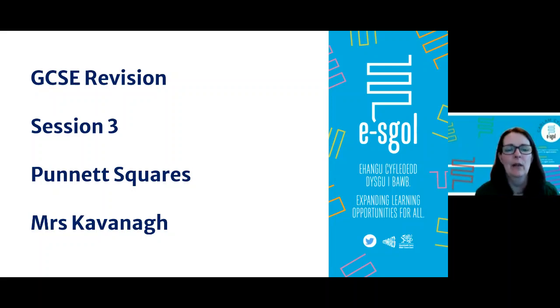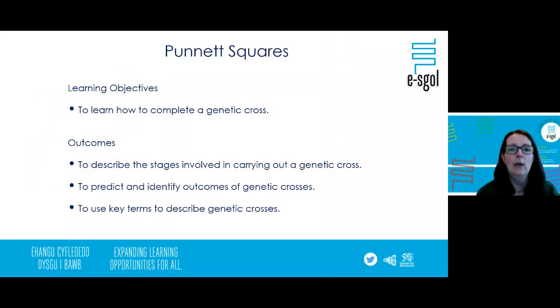Hello, everybody, and welcome to this GCSE revision session. This is the third of our four sessions and in this session, we're going to have a look at Punnett squares, which is part of the Year 11 GCSE for Biology. We're going to have a look at how we should complete a genetic cross, and the stages involved in that. And we're going to look at how we predict and identify the outcomes of genetic crosses, as well as using some key terms that we need to be familiar with to describe what's going on in our genetic crosses.